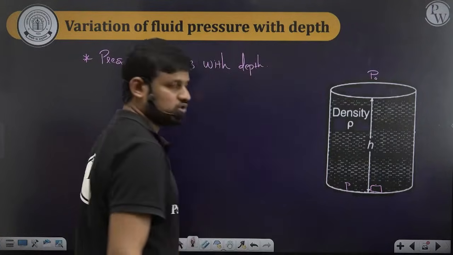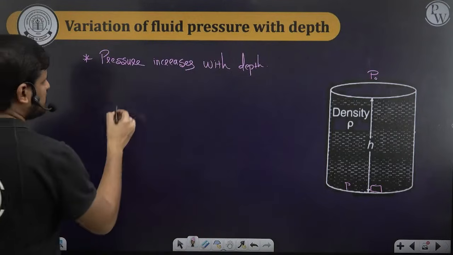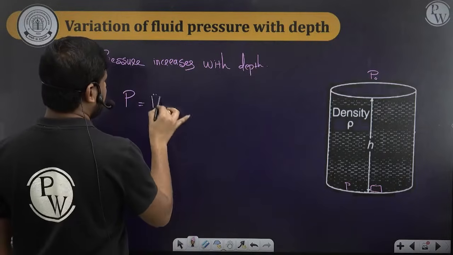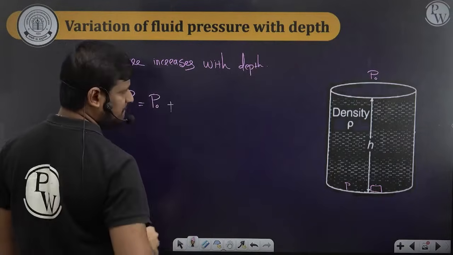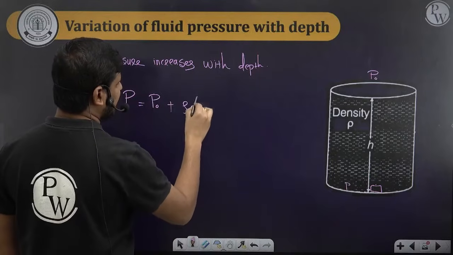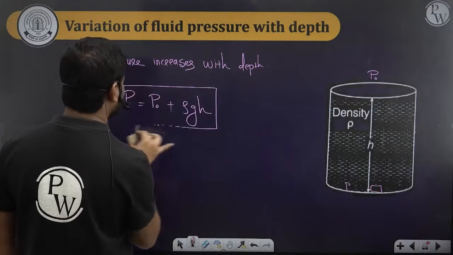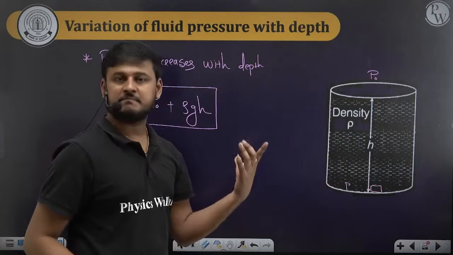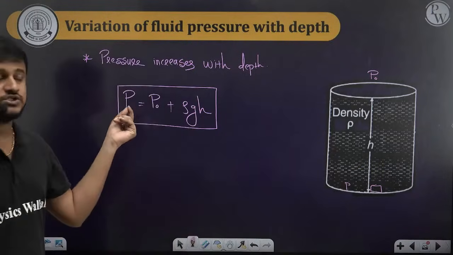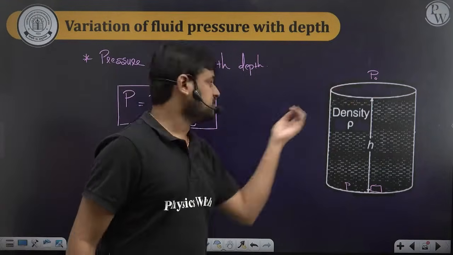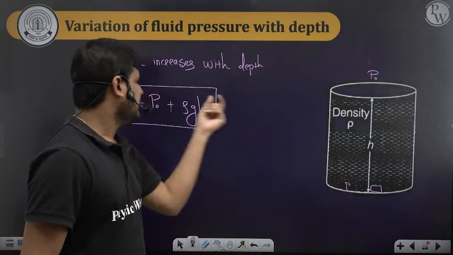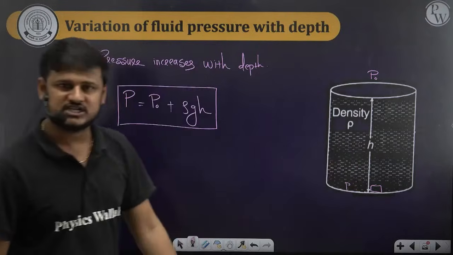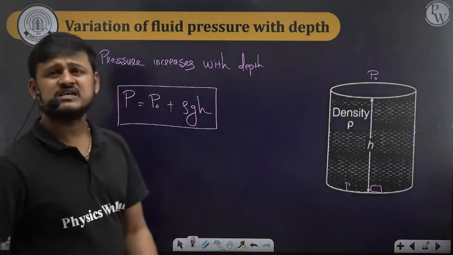Now the pressure at the bottom, let it be P, is equal to P naught plus ρgh. This is the pressure at some height h. Here P naught is the atmospheric pressure, ρ is the density of the liquid, g is the acceleration due to gravity, and h is the height at which the object is placed. Clear?